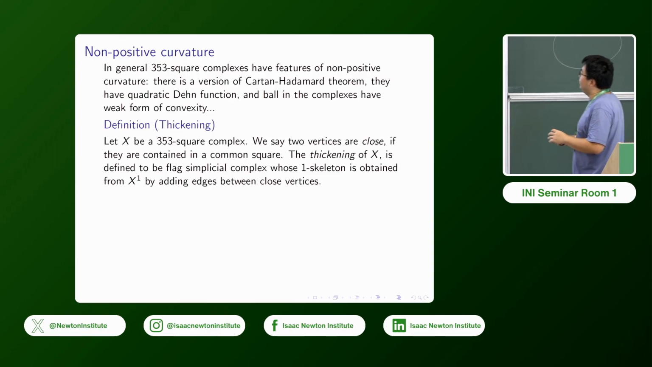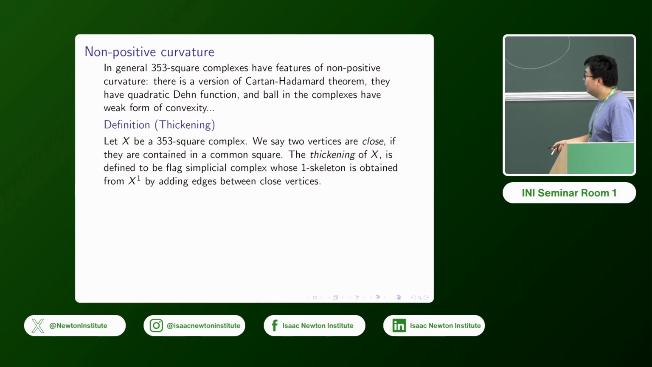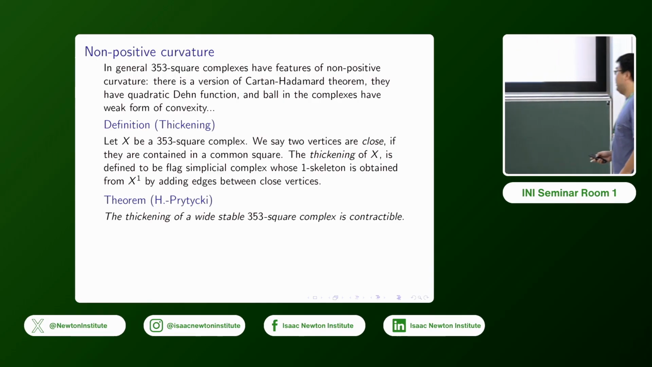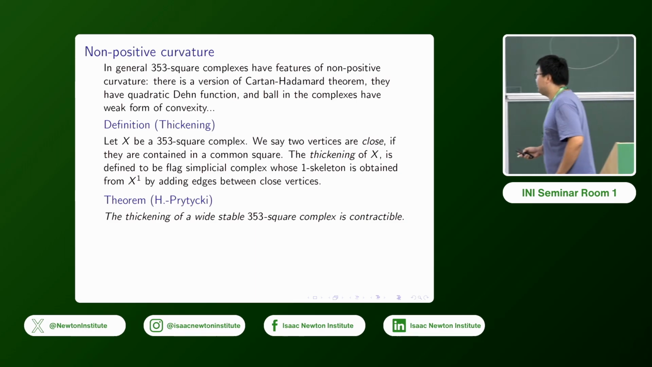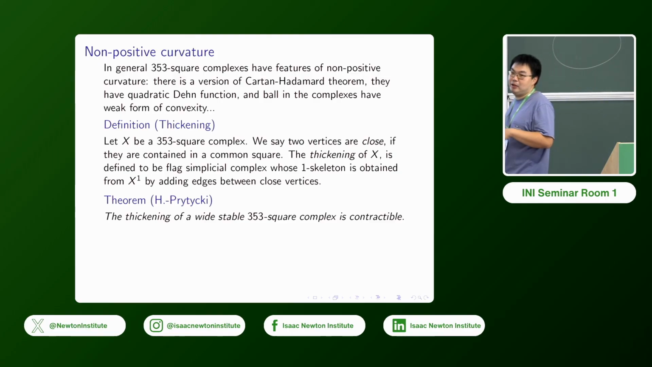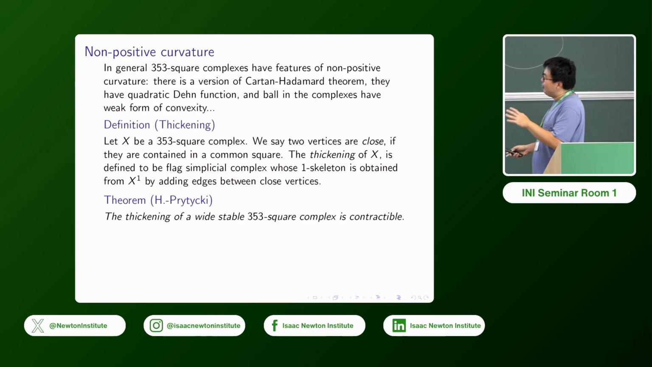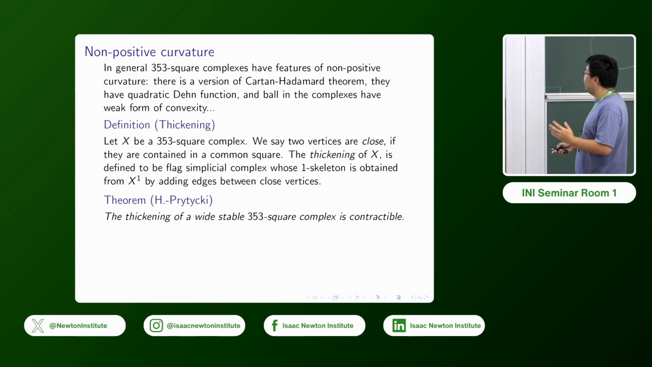Okay, so now I define the thickening of this complex to be the flag simplicial complex whose one-skeleton is basically the original one-skeleton, but I have to add more edges between the vertices which are close. In general, this will give you an infinite dimensional flag simplicial complex. So now the theorem we proved is that the thickening of a weakly stable 353 square complex is contractible. So that's two minor assumptions, because in the actual application, these square complexes are not locally finite. So we add two minor conditions, which I don't want to explain right here, but they are very minor and very natural conditions, and we show that the thickening is always contractible.